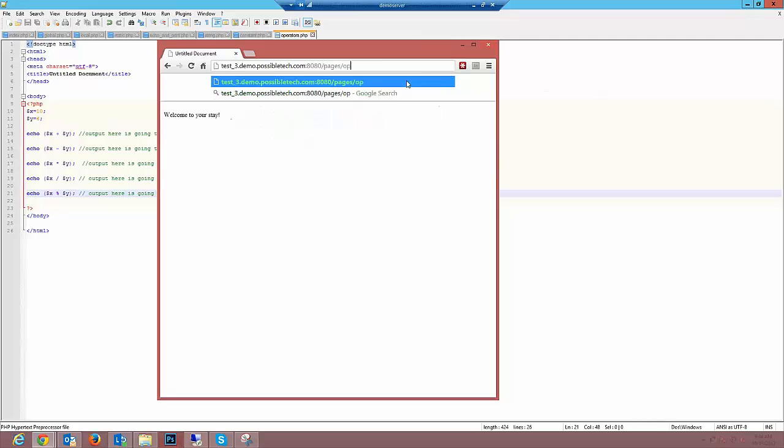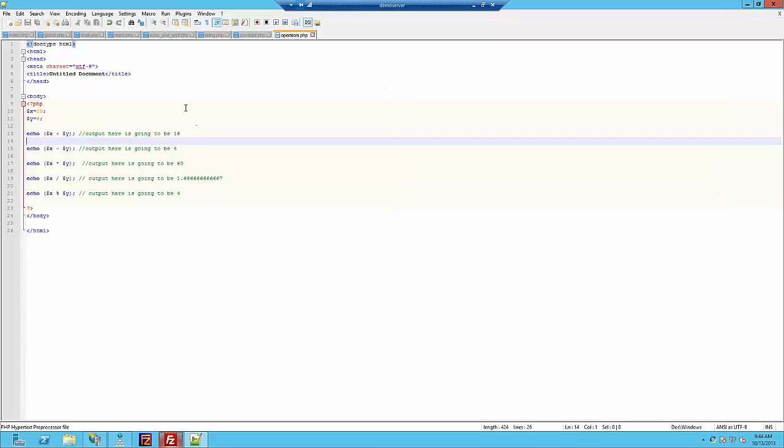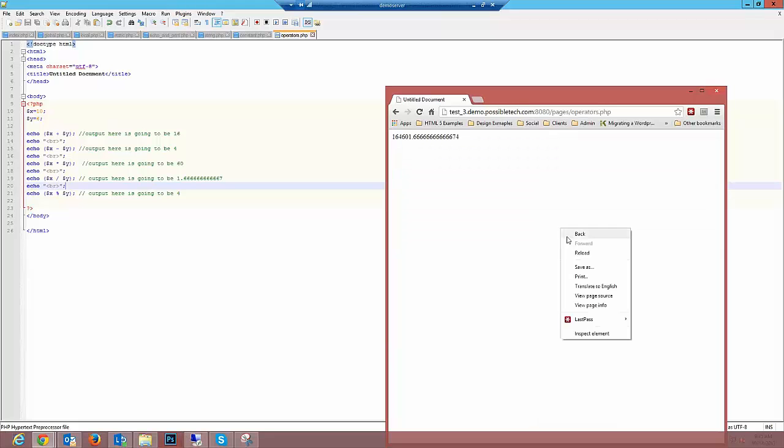Just going to go to the page. Okay, so we're seeing a lot of different values over here. So let's just define it up a bit. So I'm just going to go ahead and put in echo br. Save that and let's see what happens now.